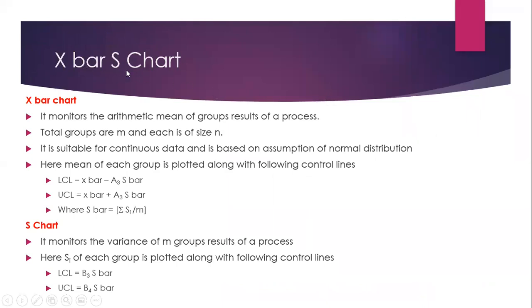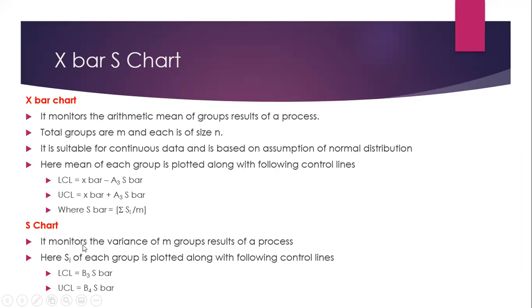Then the X bar S chart includes two components, X bar chart and S chart. So the X bar component, similarly, monitors the arithmetic mean of a group of results of a process. Total groups are M and each is of size n. It is suitable for continuous data and is based on the assumption of normal distribution. These are the control lines.